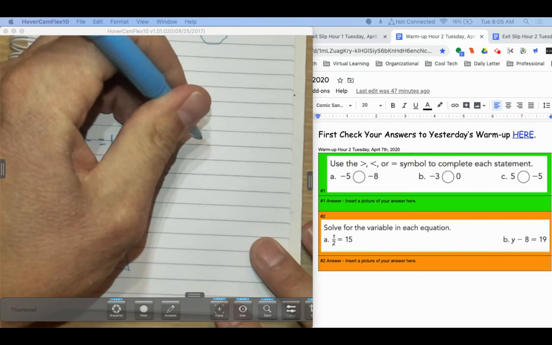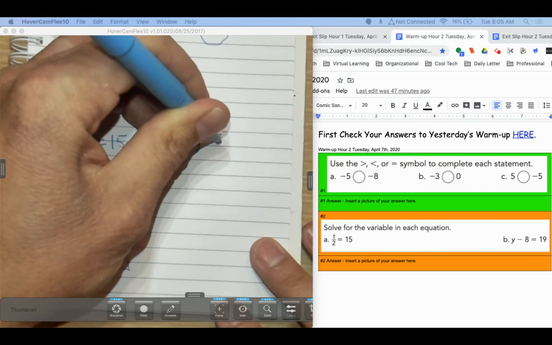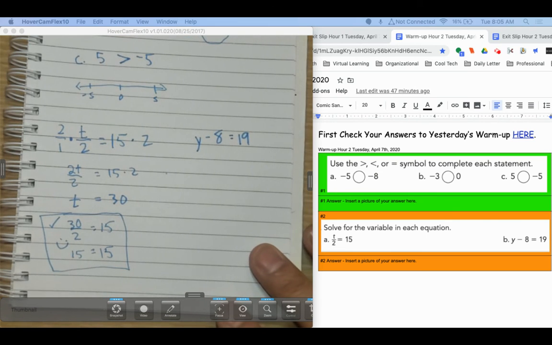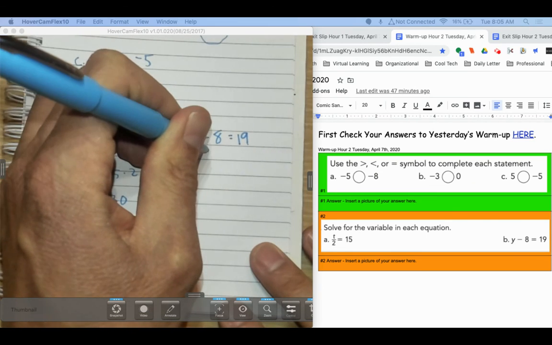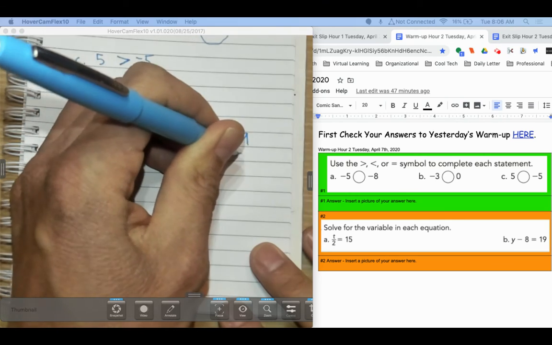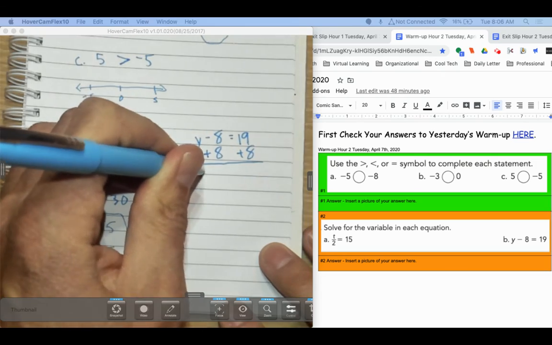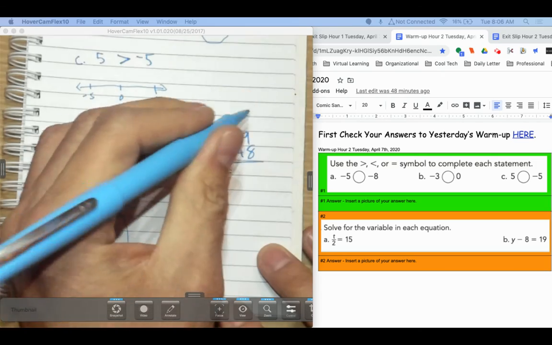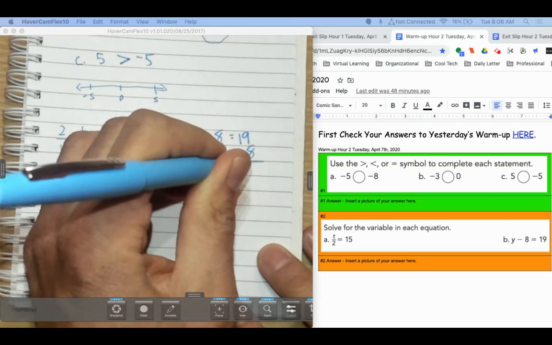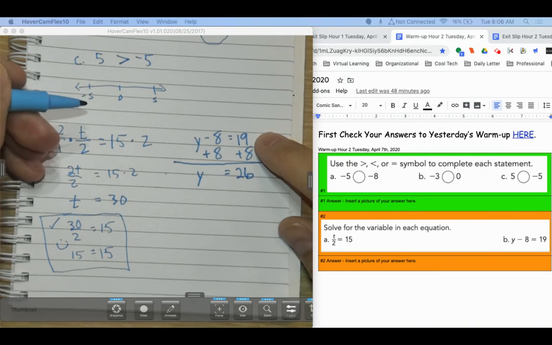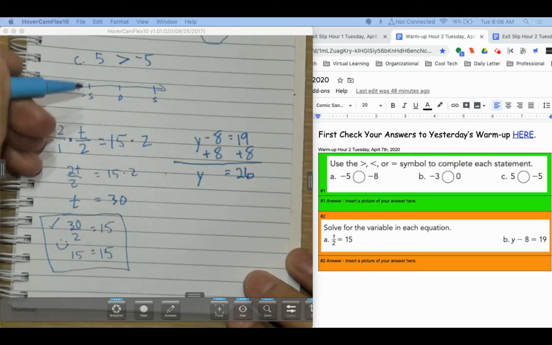The other one that we had to do here was y minus 8 equals 19 because, again, I use the inverse operation. The opposite of subtraction is addition. I would add 8 to both sides. Then I would have y being equal to... that's not right. Let's see here. 19 plus 8. Oh no, it's 17.